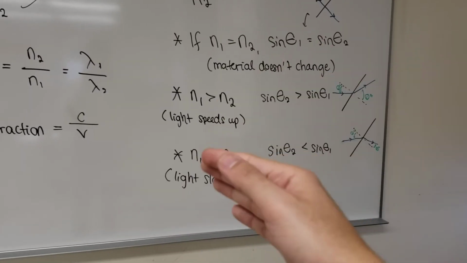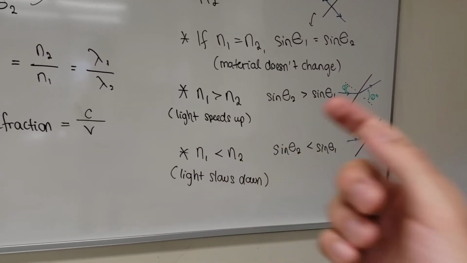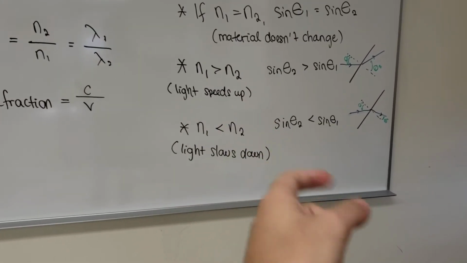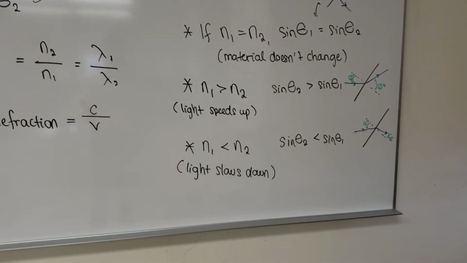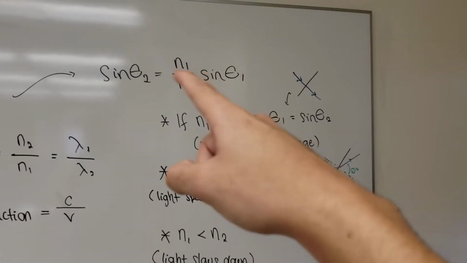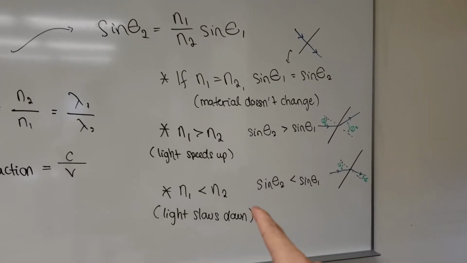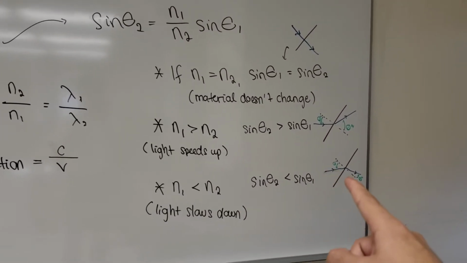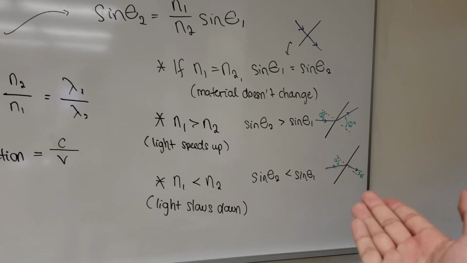Now, the final scenario: if n1 is less than n2, so the speed of light in the first material is faster than in the second material. In other words, light slows down, okay? If that is the case, then using this same relation, we get sine of theta 2 is less than sine of theta 1, which means the angle theta 2 is less than the angle theta 1, which you can see there.